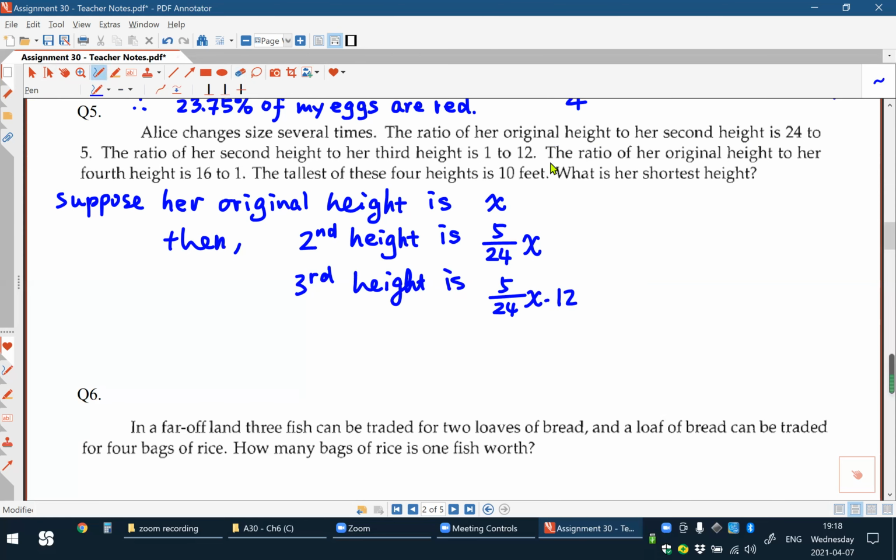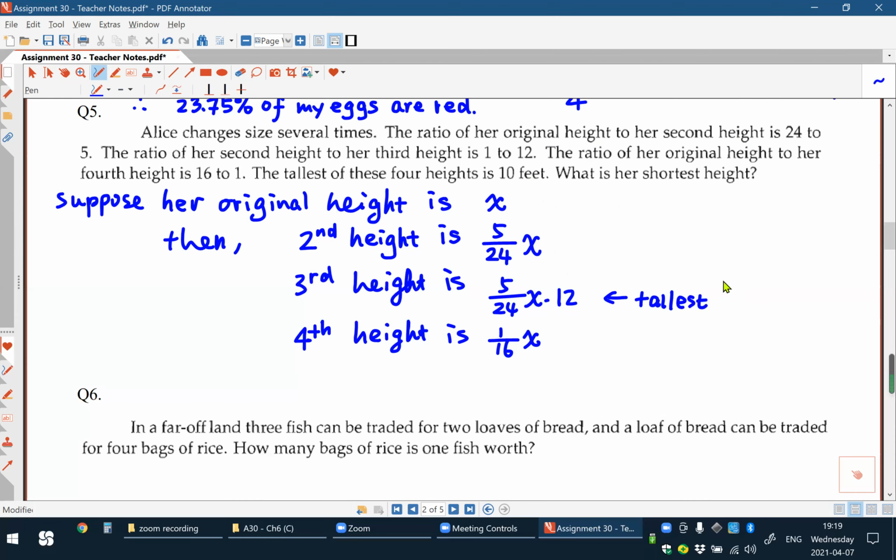Last piece of information. The ratio of her original height to her fourth height is 16 to 1. So that means her fourth height is 1/16 of her original height, right? So the fourth height is 1 over 16x. Okay, so which one is the highest? Which one is the tallest? Of course, this one is the tallest, right?